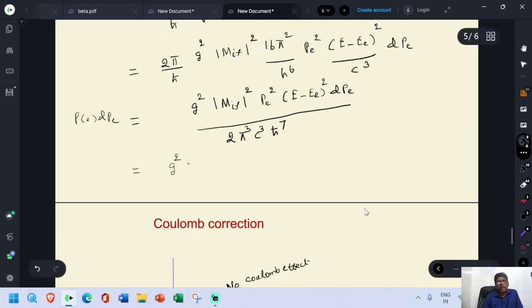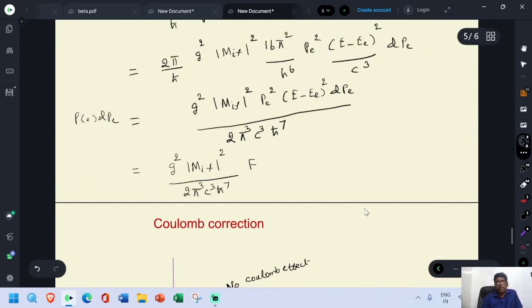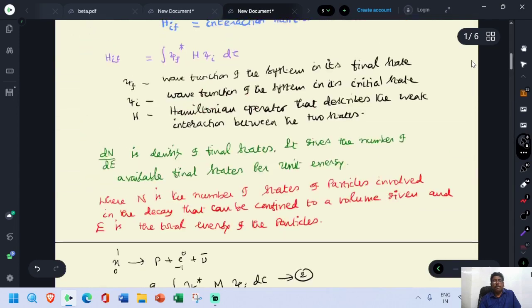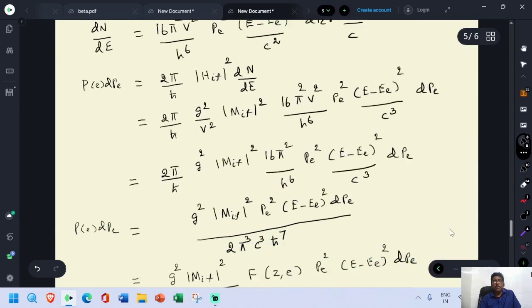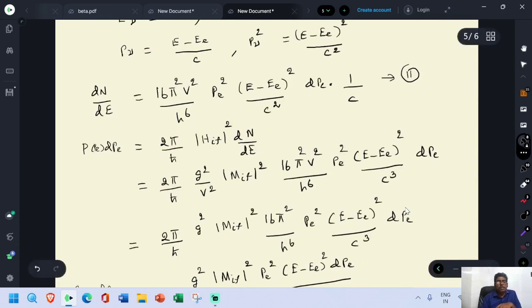So if you include the Coulombic correction, this equation is modified as G² M_IF whole square divided by 2π³ C³ h-cross power 7, then this Coulombic correction term F of Z comma E, into P² (E minus E_e) whole square dP_e. This is the inclusion of the Coulombic correction. This is P of p dp, the probability of emission for an electron with the momentum p.